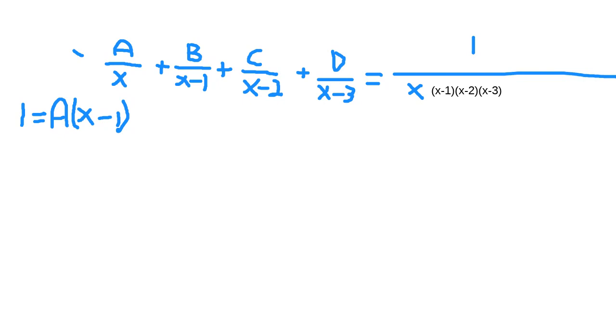Then it was plus b times x minus 2 times x minus 3, and then plus c times x minus 1 times x minus 3, plus lastly d times x minus 1 times x minus 2, sorry.